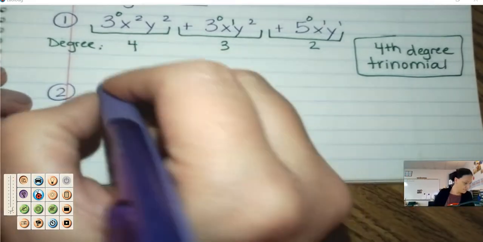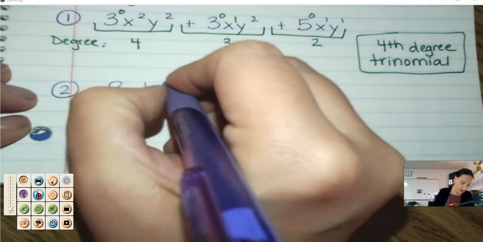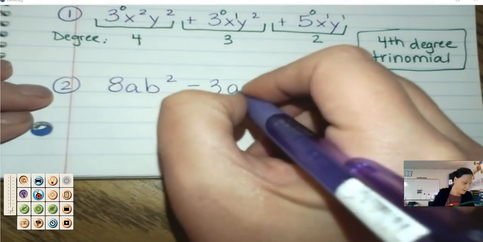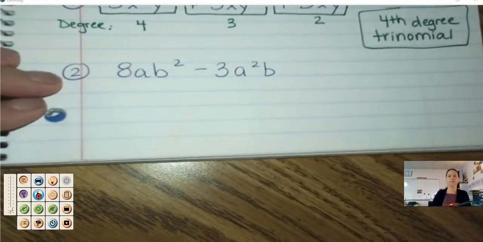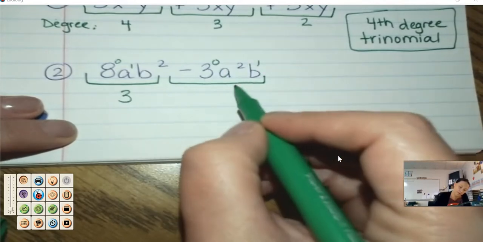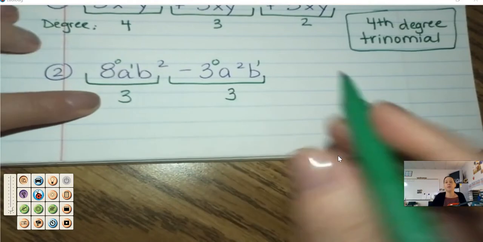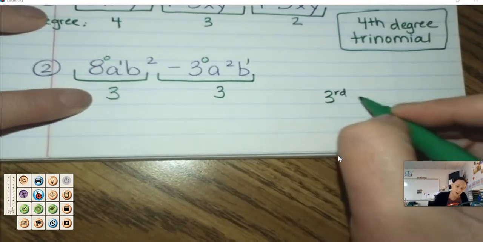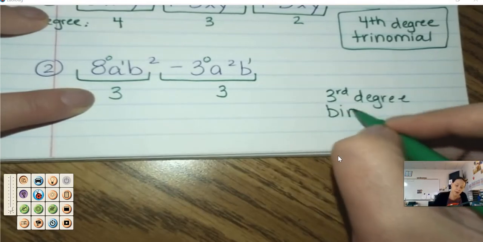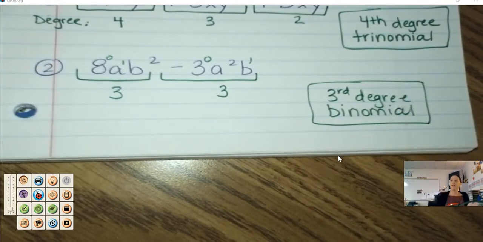Number 2, 8ab squared minus 3a squared b. Okay, so the biggest degree is 3, so it's a 3rd degree. And there's 2 terms, so it's a binomial. 3rd degree binomial. How many people did get that one?